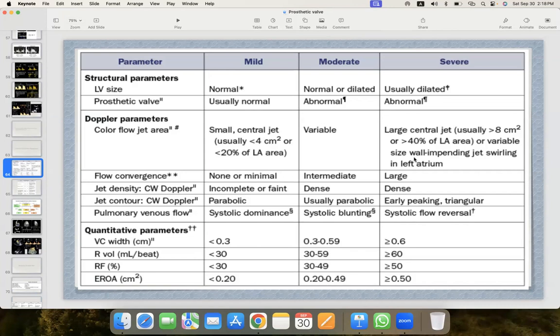The other thing, you will also look at the area of the jet, but sometimes it's difficult to see the area of the jet, especially in a patient with a mechanical valve, because those patients will have too much shadow.